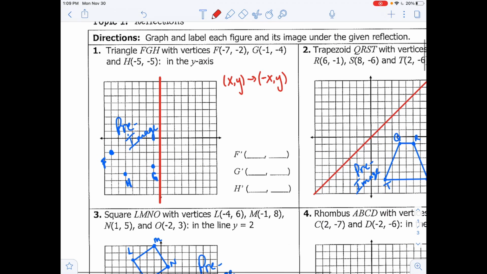So let's work with reflecting in the y-axis. You need to know what your y-axis is. You also need to know the x-axis, and of course y equals some number and x equals some number. You need to know those lines and how to draw them.